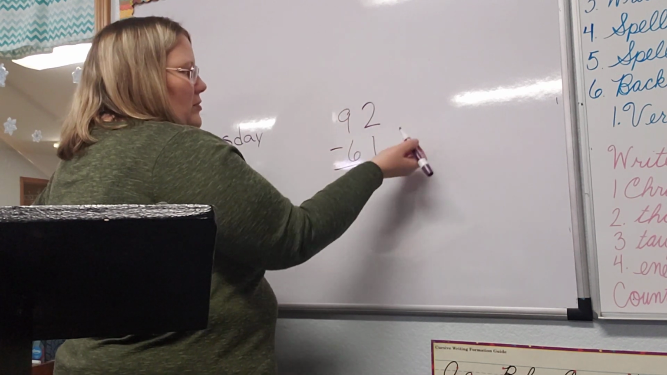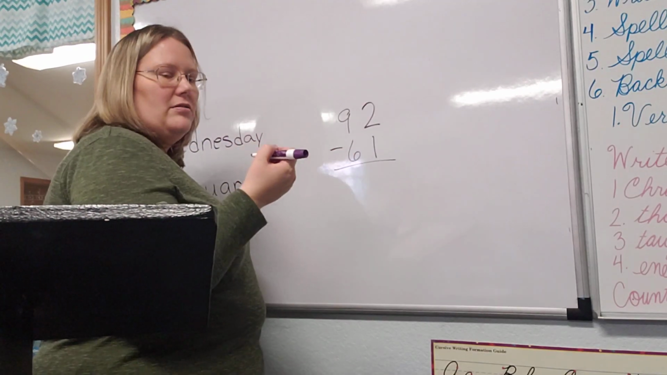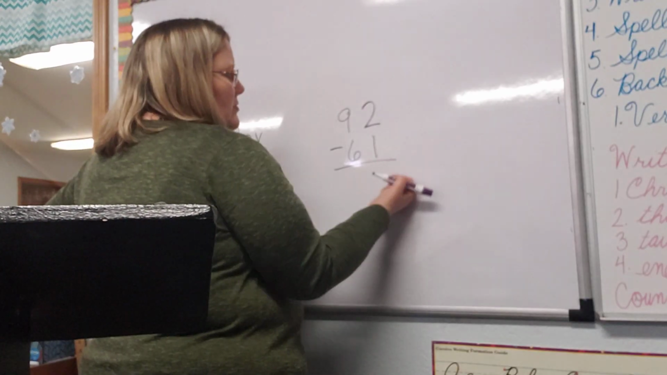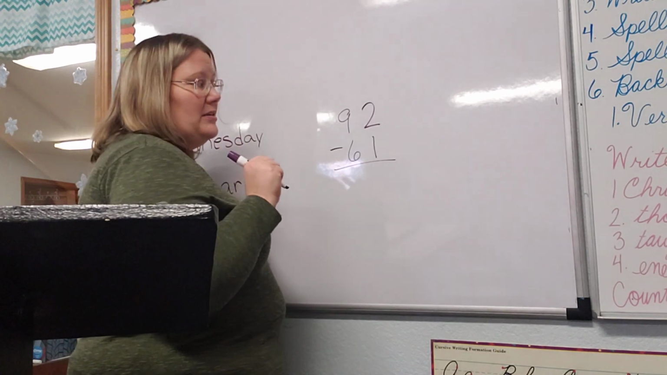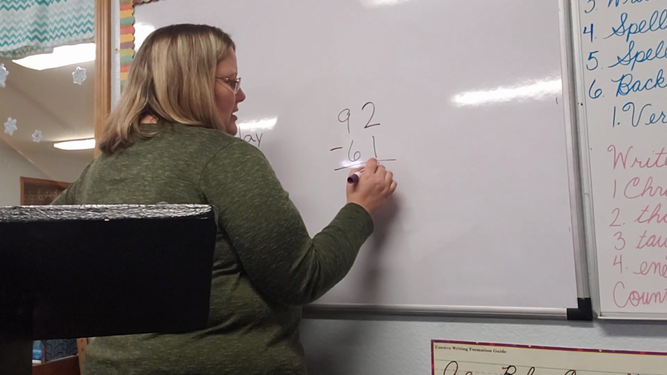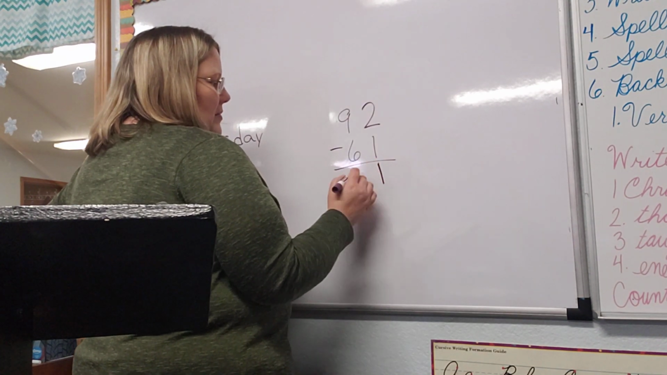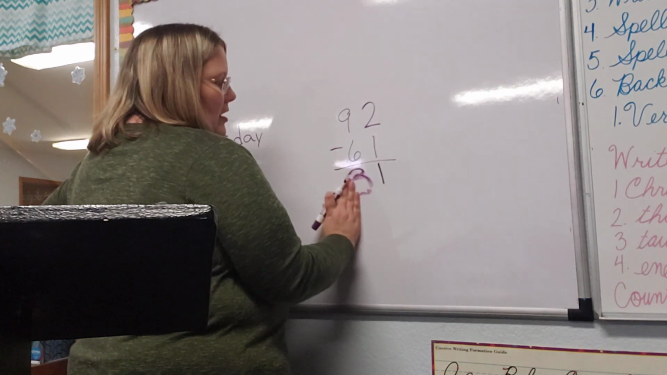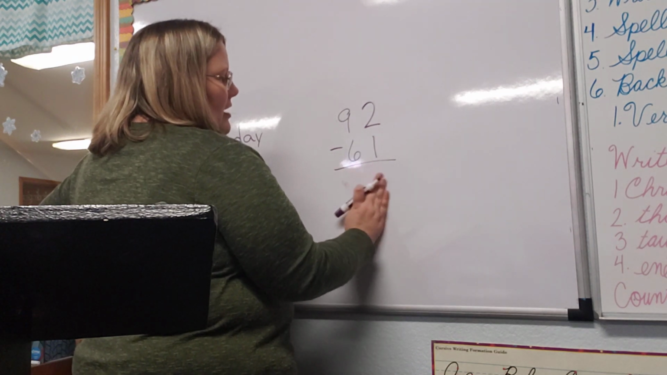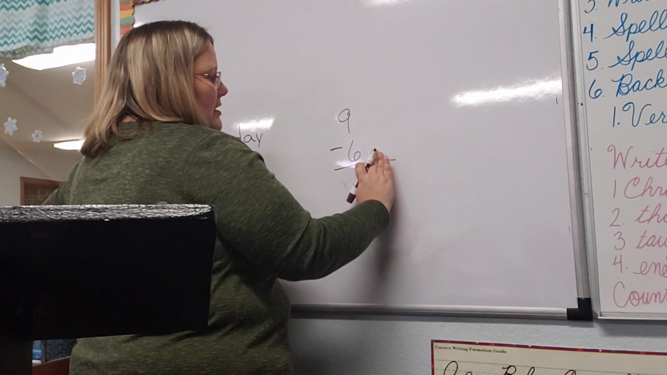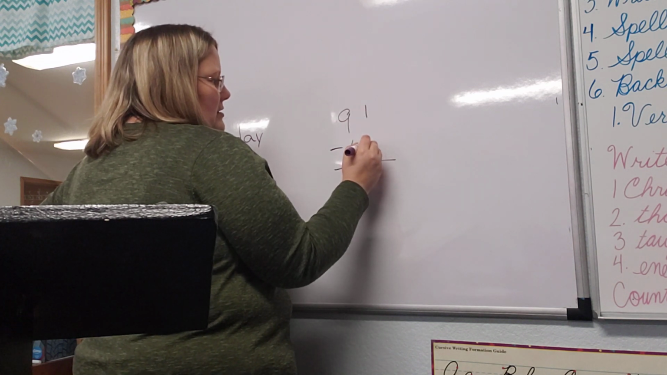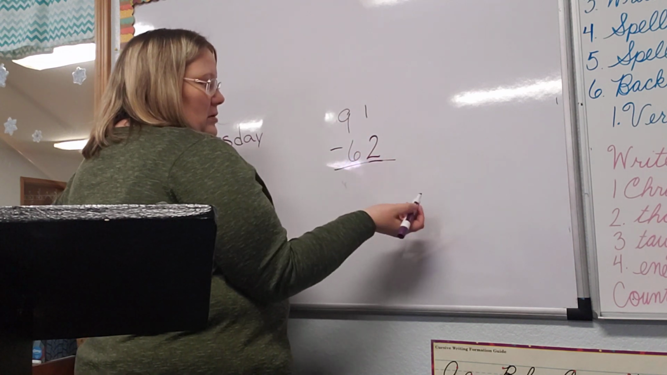Okay, on this one, we have to look at our ones and say, look, 2 minus 1. Hey, I can do that. I don't have to borrow. So 2 minus 1 is 1. 9 minus 6 is 3. But if we wanted to change this up, let's say we have 91 minus 62.